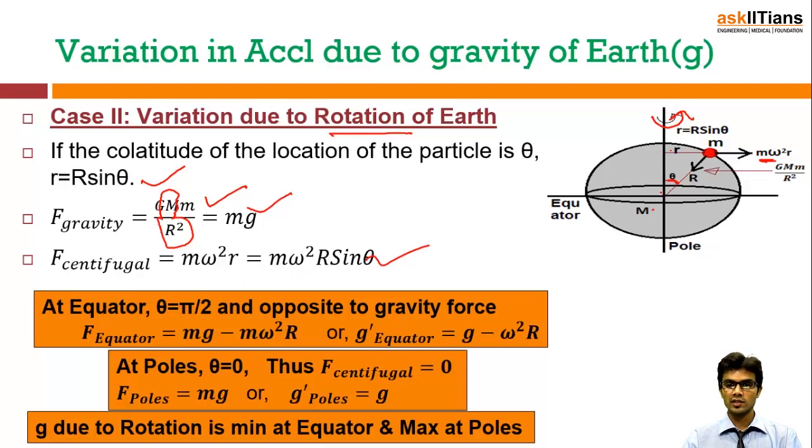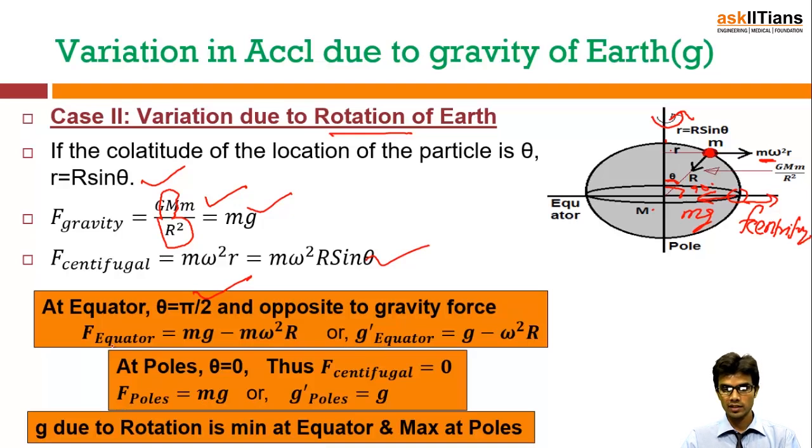Now theta is equal to 0 will give the pole, and theta is equal to pi by 2, that means 90 degree, will give the equator. So at equator theta is equal to pi by 2, and here at equator this is the direction of mg and this is the direction of F centrifugal. So both are in opposite direction. So net force at equator, F equator, is equal to mg minus F centrifugal, so mg minus m omega square R, and that is F equator.